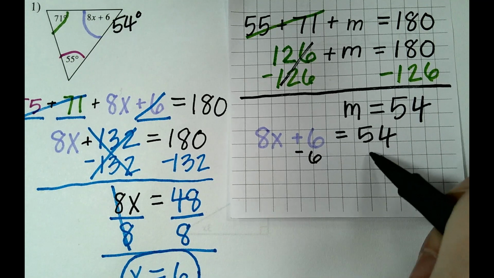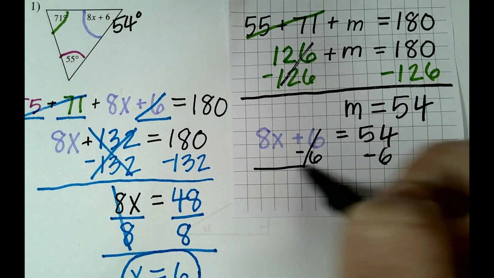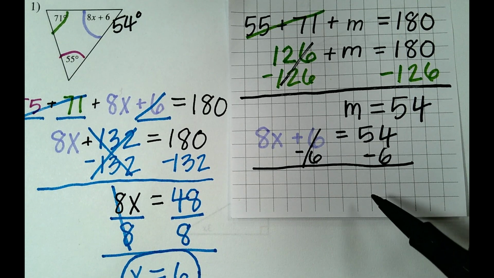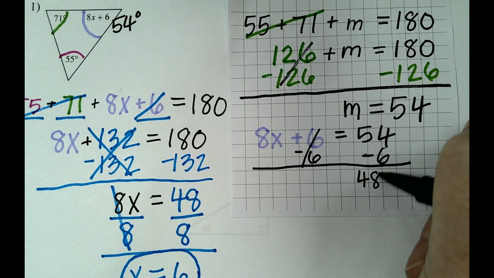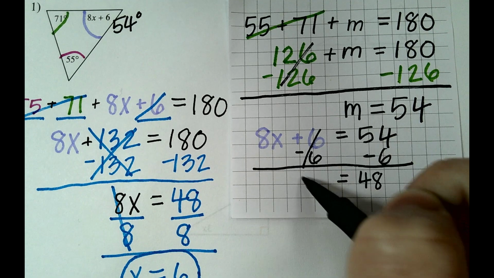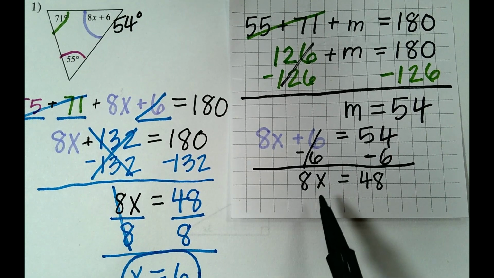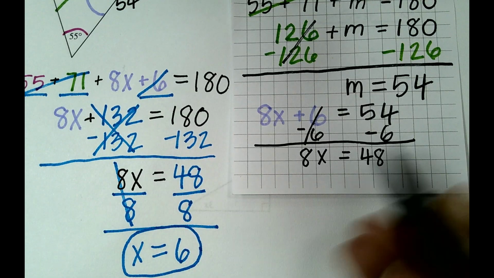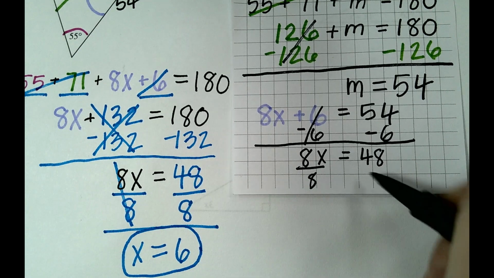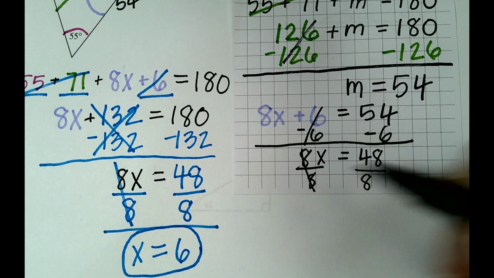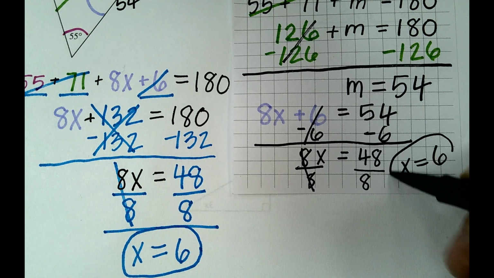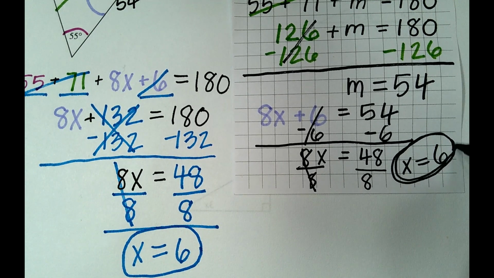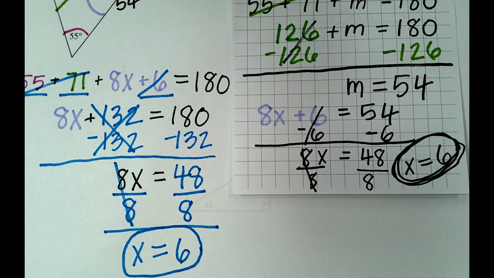You said you subtracted 6 from 54, and that gave us the 48. Perfect. And then we end up right where we were earlier. 48 equals 8x. And look at that. It's the same thing. 8x equals 48. Divide by 8, and you'll still get x equals 6. So there are so many different ways to solve. Usually I'm showing you the most basic way to do it. This is another excellent way to do it.